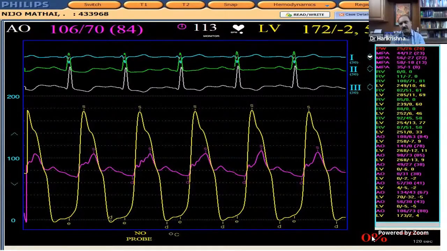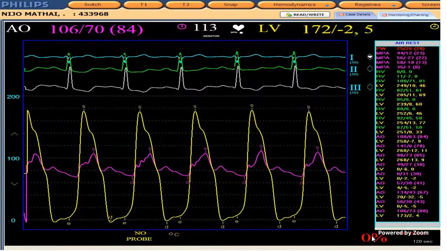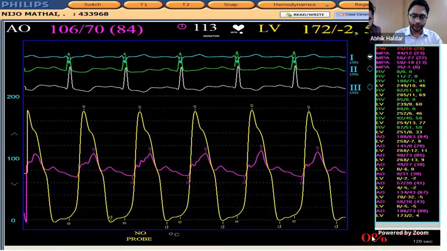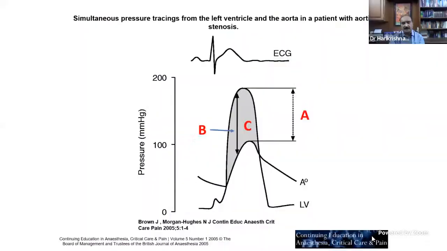Gradient. Okay. What type of gradient is it? Sir, there is a delayed upstroke in the aortic tracing, so probably this is a fixed stenosis at the valvular level, sir. What type of gradient are you asking? Peak-to-peak gradient. Okay, very good. That is most likely a fixed aortic obstruction.